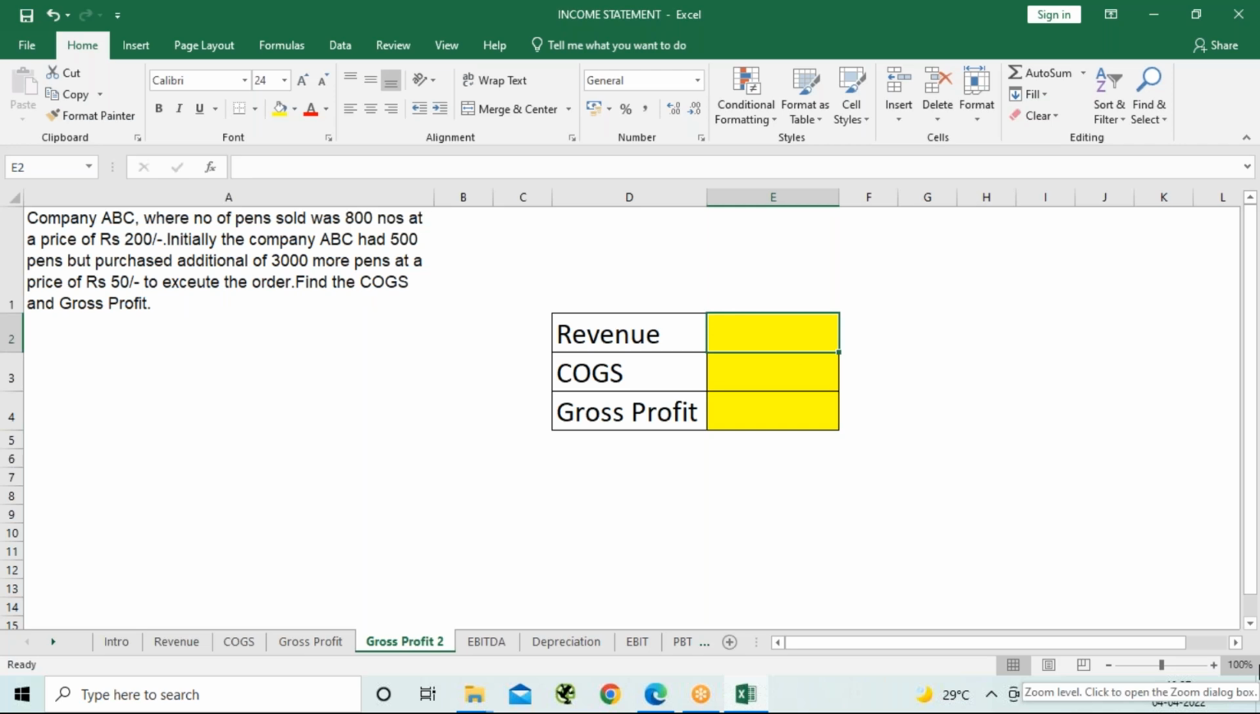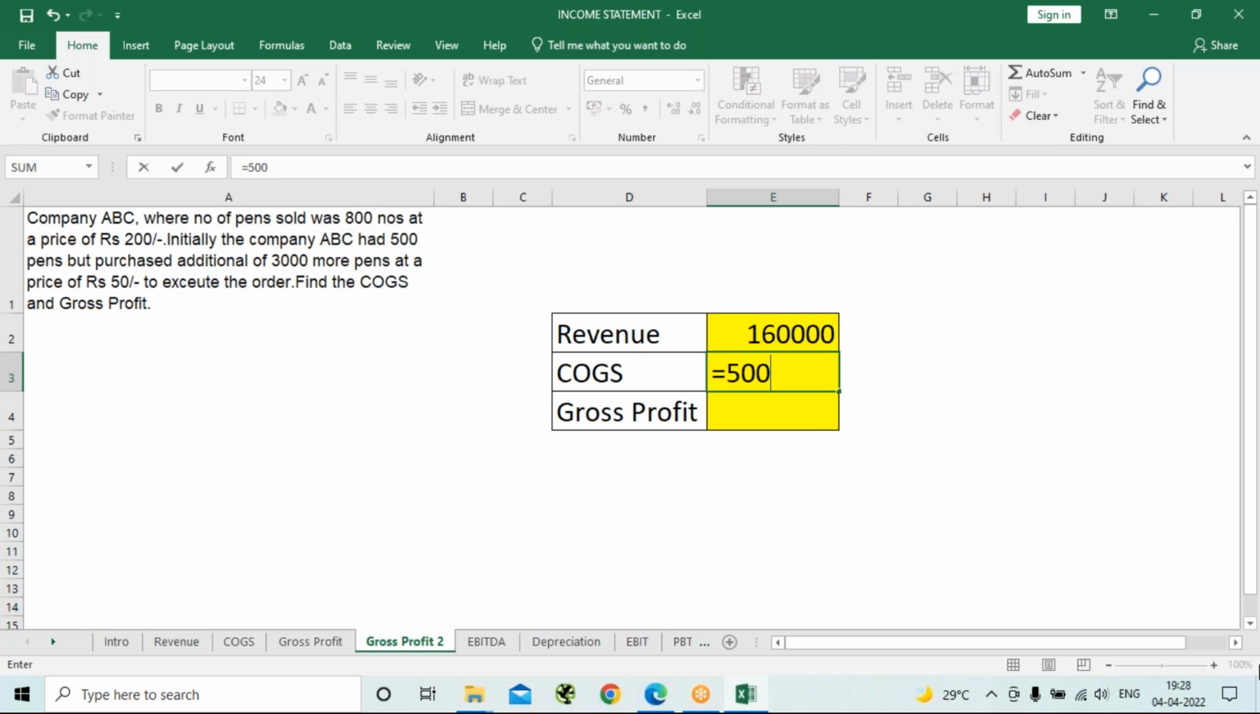So what is the total revenue we had? It equals 800 into 200. So it is 1,60,000. And here we have 500 opening stock, where each pen is worth 50, plus again there was a purchase of 3000. Okay, suppose if I take it as 3000, definitely it will be a negative value. So let me make it 300 more pens into 50. So it will be 40,000.